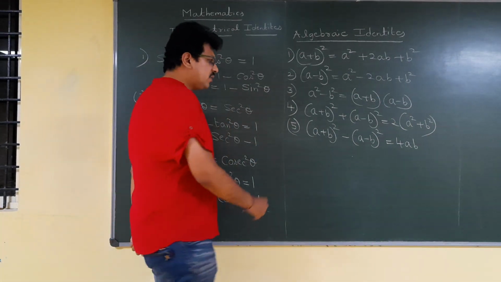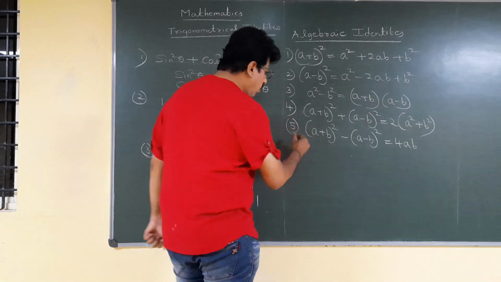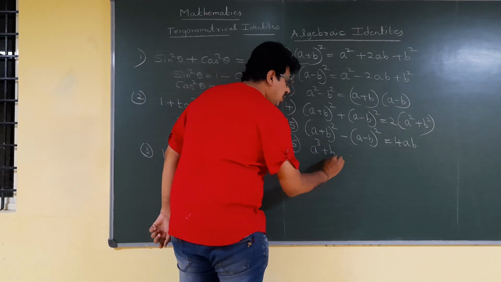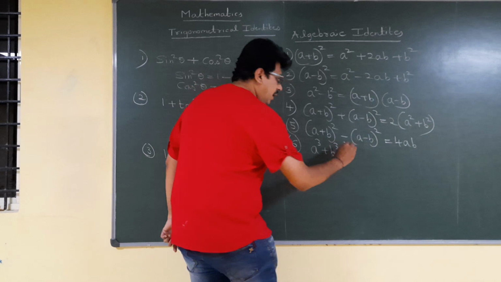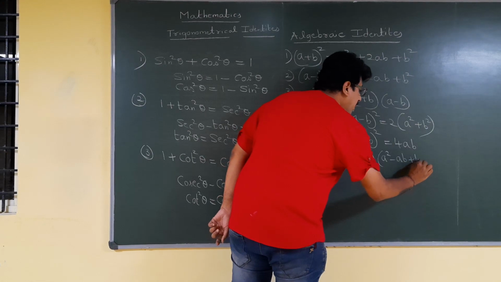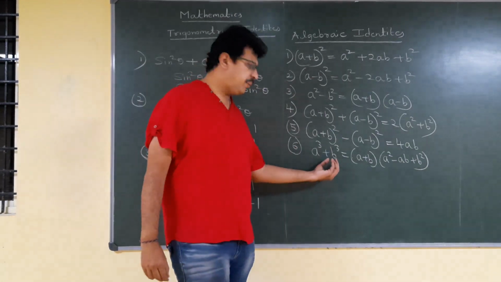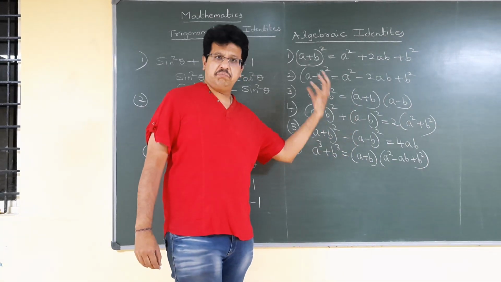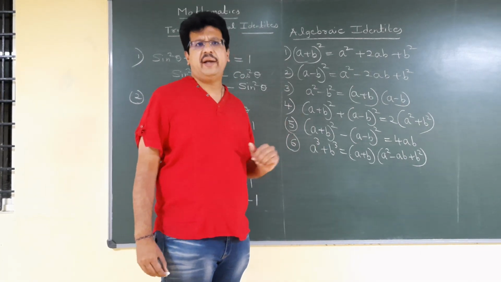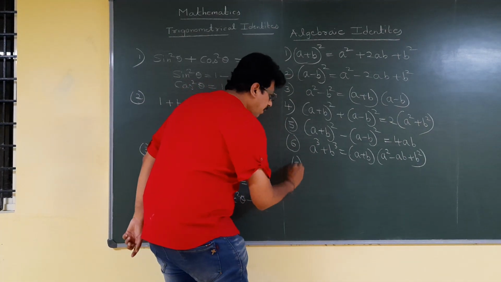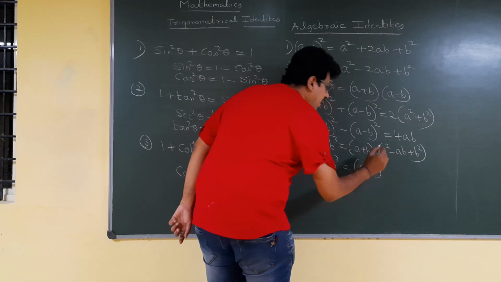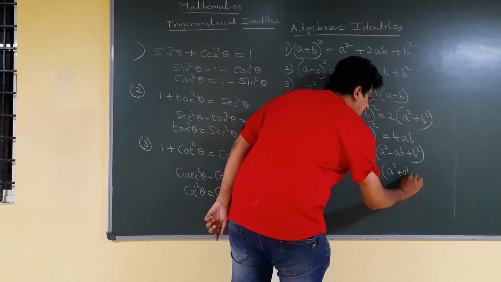You should always know this very well. Two more are there. The sixth is a cube plus b cube, which is a plus b into a square minus ab plus b square. Sometimes we have to use this algebraic identity in trigonometric identities. So children, you have to be very clear with the identities also. The seventh one is a cube minus b cube equal to a minus b into a square plus ab plus b square.